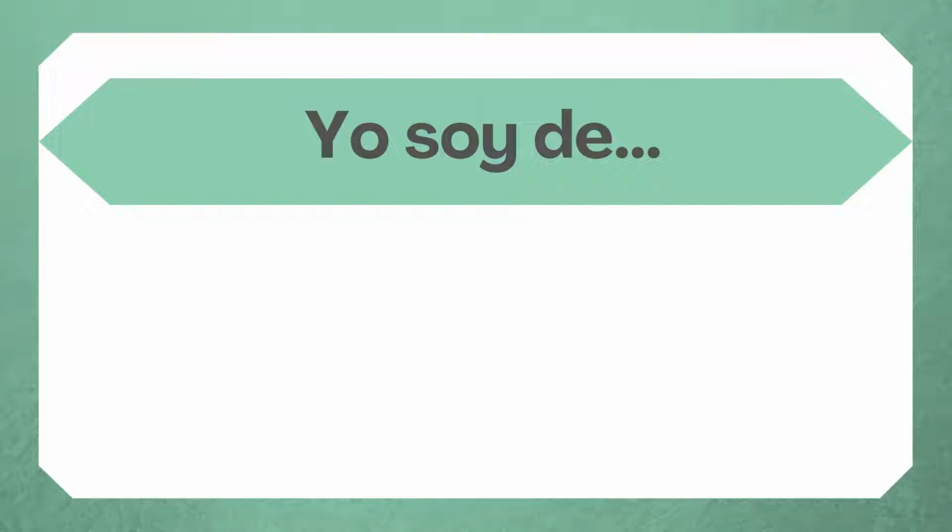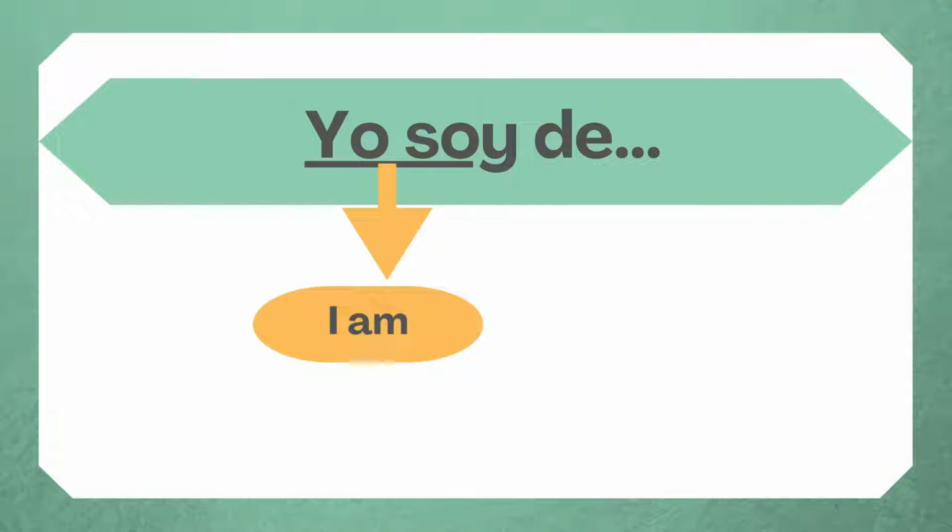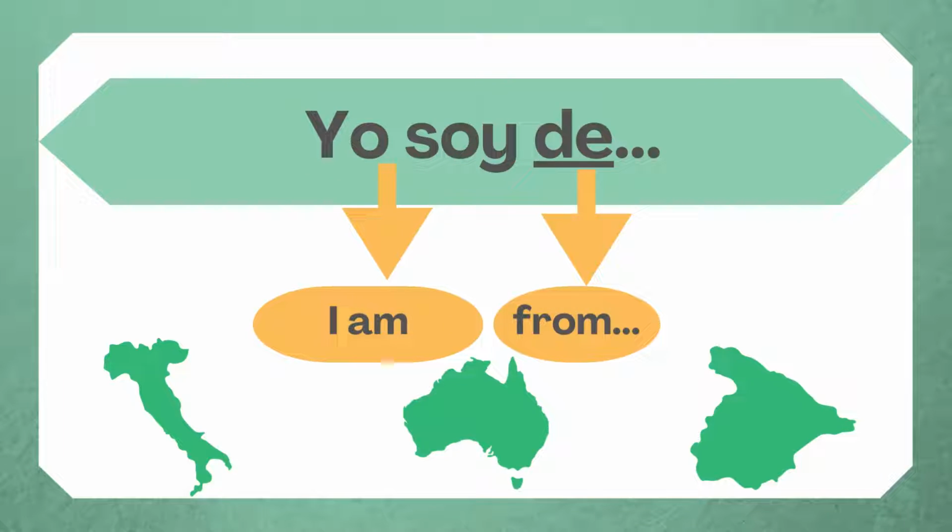And the answer to that question is I'm from. Yo soy de or soy de when leaving out the personal pronoun. Yo soy or soy means I am. De means from. Yo soy de, I'm from. And here you should basically name your origin, meaning a country where you come from.